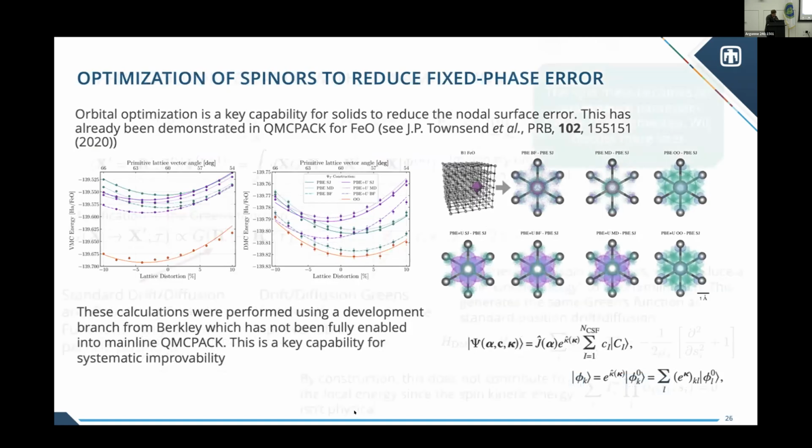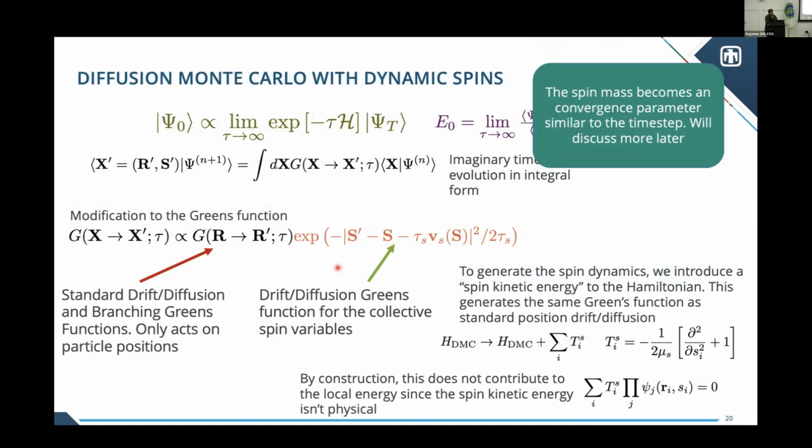Where's the Green's function? Here we go. So it generates your normal Green's function. So this is your new spin, collective spin variable over all the electrons. This is your old one. This VS is the drift. So it's a d by ds of the wave function over the wave function. So it does have a spin drift. And so inside the trial wave functions, we actually had to add spin gradients.